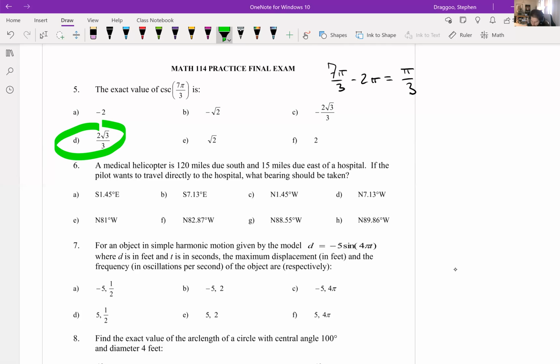And a medical helicopter is 120 miles due south and 15 miles due east of a hospital. Pilot wants to travel directly to said hospital. What bearing should be taken? Okay, so we need to go south and then east.